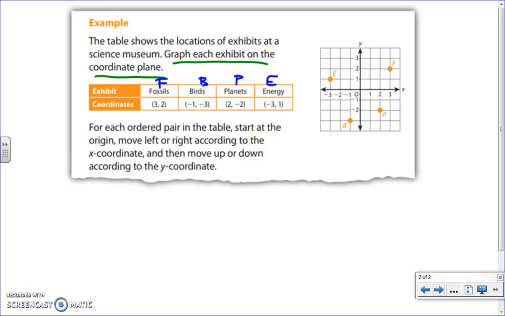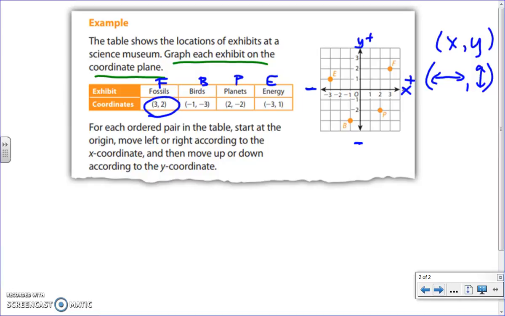So a couple things. We're going to go a little bit farther and more in depth with this example than maybe we need to, but that's okay. A couple reminders: the x-axis is side to side, the y-axis is up and down. We write our coordinates or our ordered pairs as x comma y, left and right first, up and down second. The positive values are to the top, the negative are to the bottom, positive to the right, negative to the left. When I graph a point like fossils, 3, 2, I consider how far left or right I go first, how far up or down I go second.